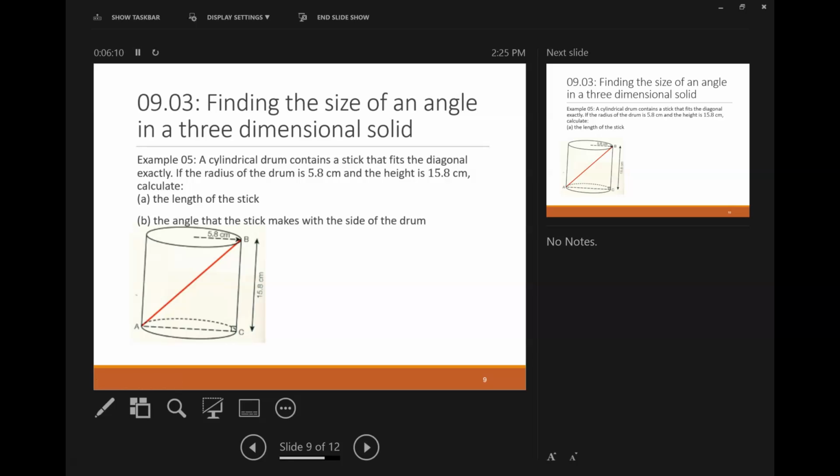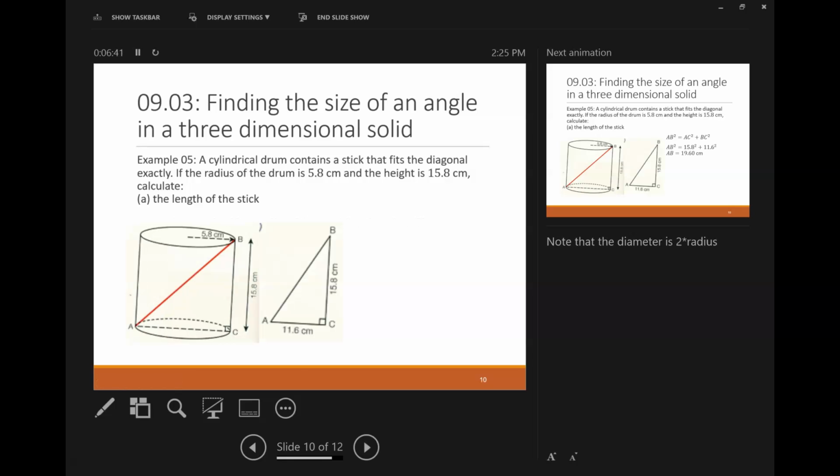A cylindrical drum contains a stick that fits the diagonal exactly. The radius of the drum is 5.8, and the height is 15.8. Calculate the length of the stick. What calculation triangle would I use to do that? ABC. Very good. So BC is clearly 15.8. What's AC then? Yeah, 5.8 times 2, right? Or 11.6. So, Pythagorean theorem, and there's our diagonal. Everybody happy there? Okay.